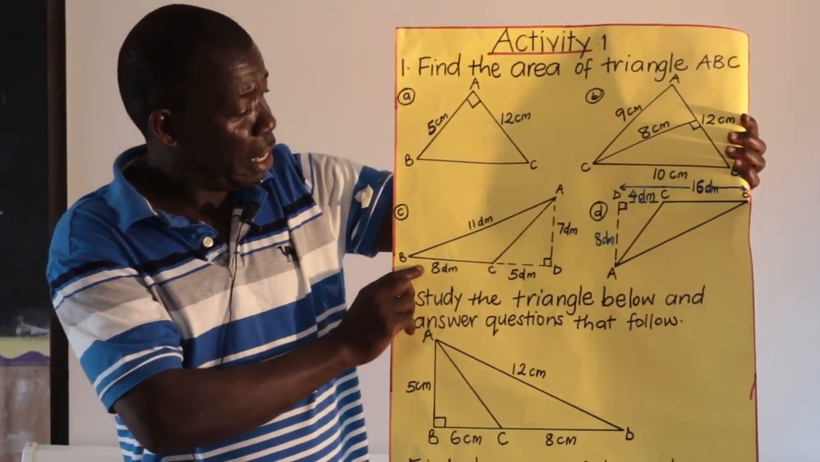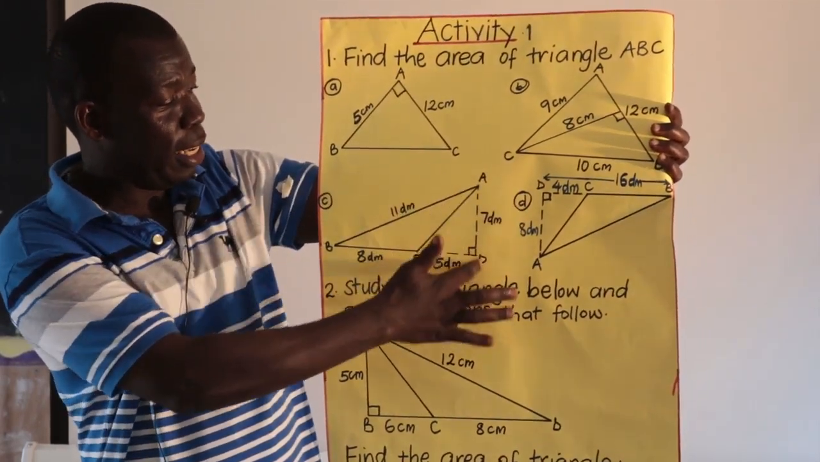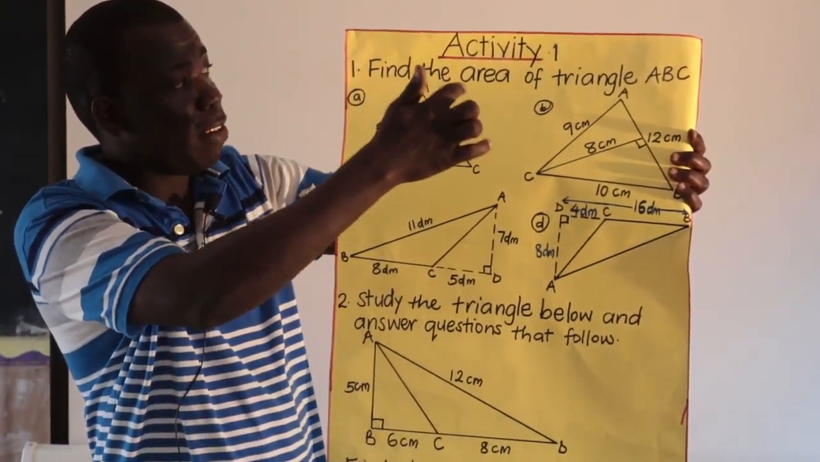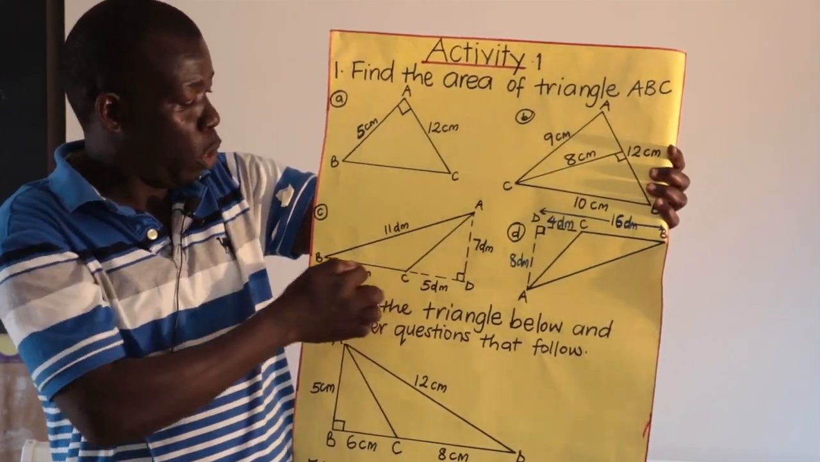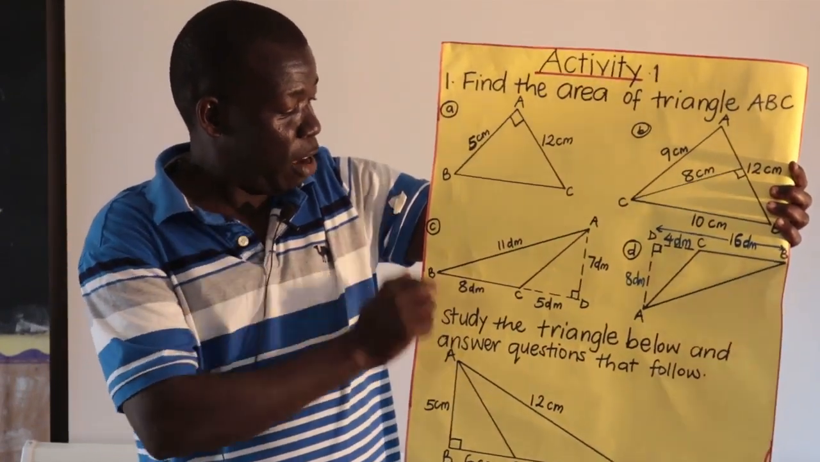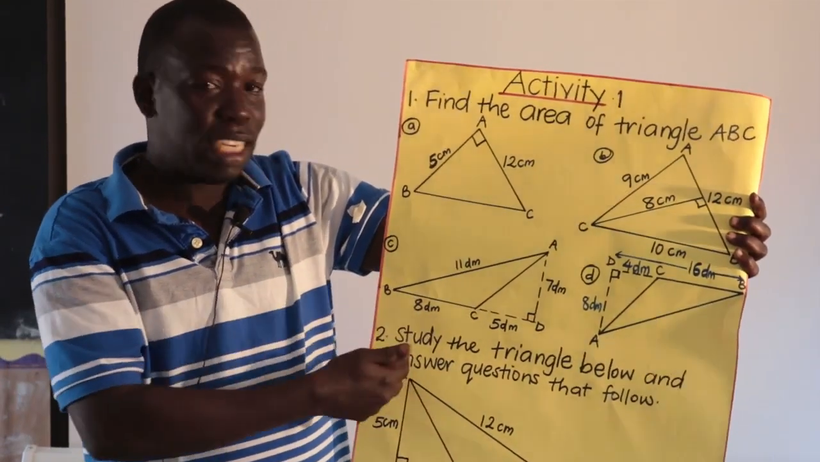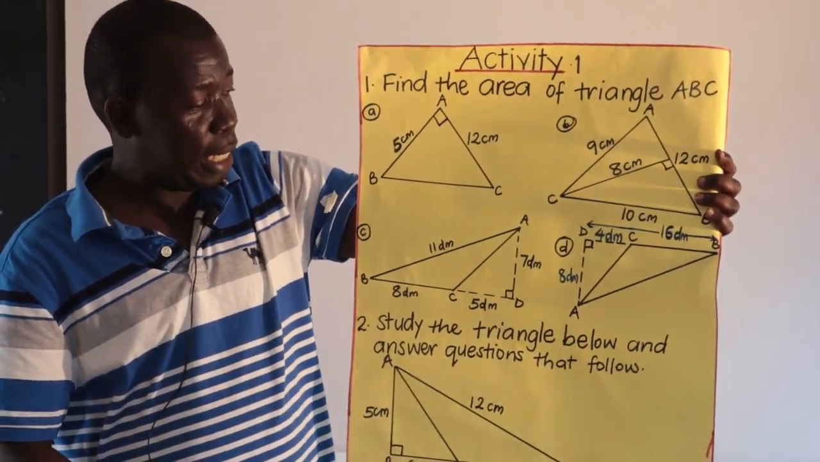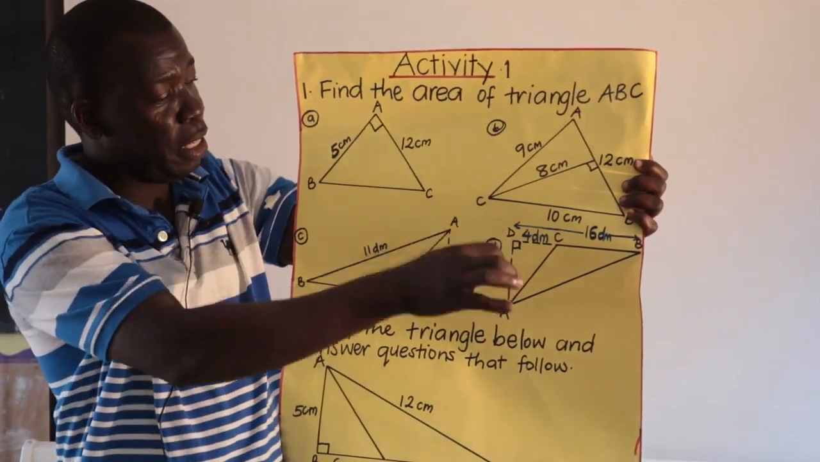Number 1C is here. Our base is 8 centimeters, and then the height is 7 centimeters. The question is, find the area of triangle ABC. ABC, back to A. So our base is 8, then the height is 7 decimeters. So a half times base times height, a half times the base, which is 8, and then the height is 7 decimeters. So when you cancel 2 and 8, you remain with 4 times 7. You'll have it as 28 square decimeters.